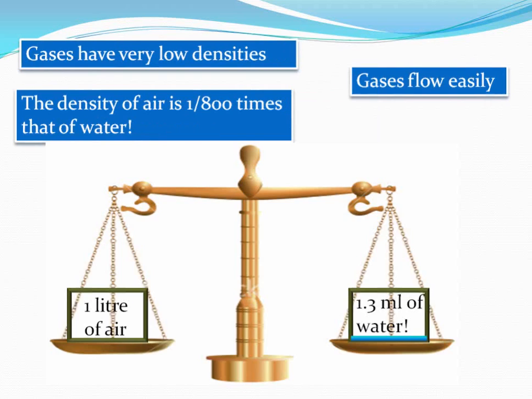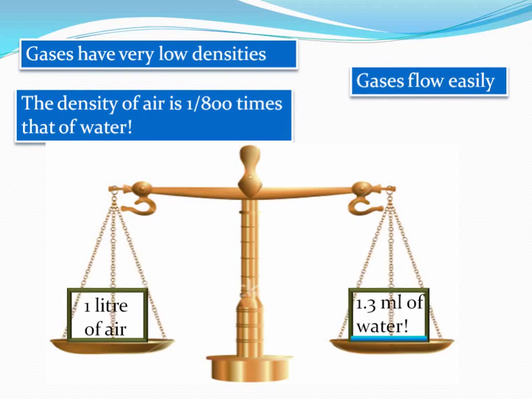Another important property of gases is that they flow easily. As I said earlier, flowing occurs when the particles of a substance slip over other particles of the substance and move forward. Since that happens in liquids, it happens even more easily in gases. So those were the properties of solids, liquids and gases. Do you remember them? I'll just repeat the properties of gases for you. Gases do not have a fixed shape and fixed volume. Gases can be compressed easily. Gases have very low densities and gases can flow easily.